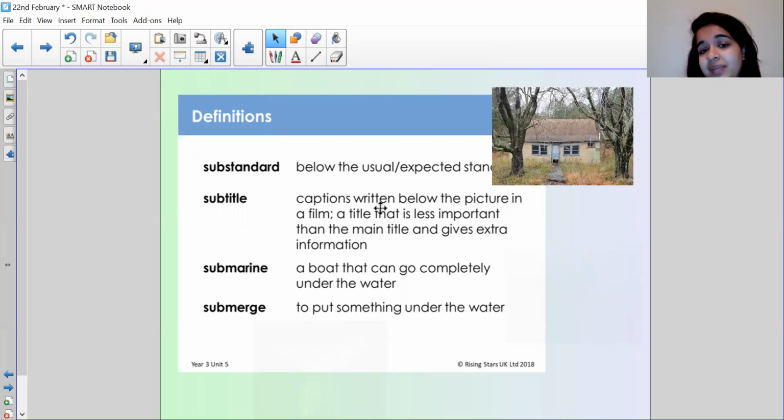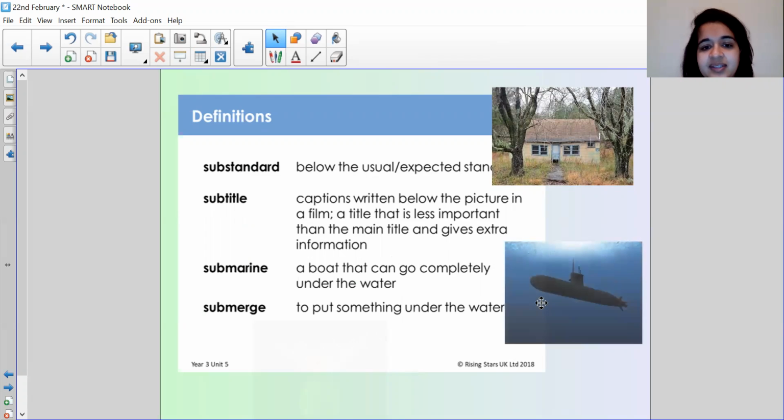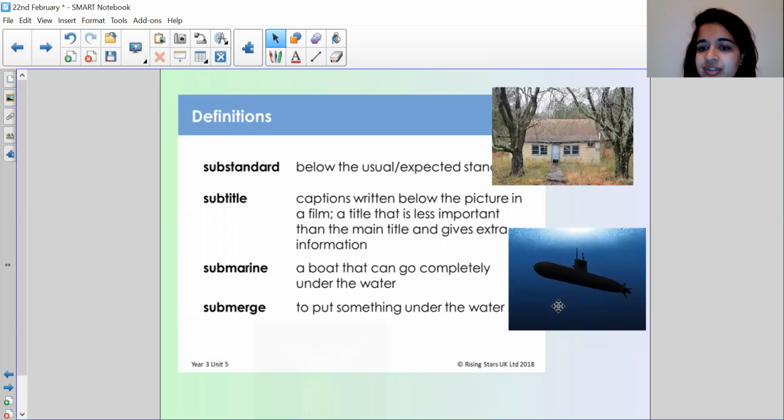Now, subtitles could also be captions written below the picture in a film because sometimes people might not be able to hear the film. So they put these subtitles on so they can read what the people are saying in the film. Then we've got a submarine. I'm sure most of you have seen this. It's a boat that can go completely under the water. I'm sure you've seen these in lots of different movies, and people usually work inside here.